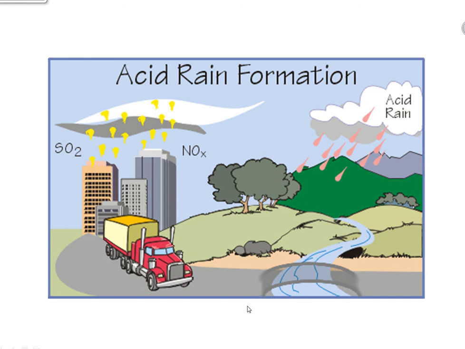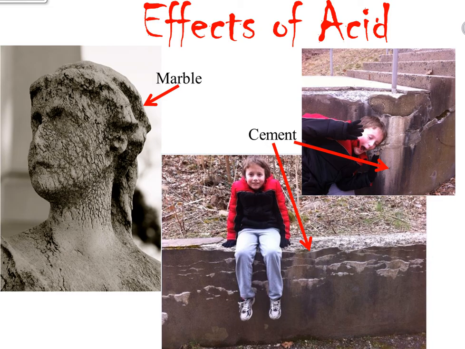This is an image of acid rain formed from human activities, car exhausts and the like, and factories leave sulfur and nitrogen and produce acid rain, though it does happen naturally as well. Effects of the acid, well, here's a marble statue in a cemetery. You can see she was most probably not carved like this. This cracking and peeling and dissolving look on her face is due to acid rain.